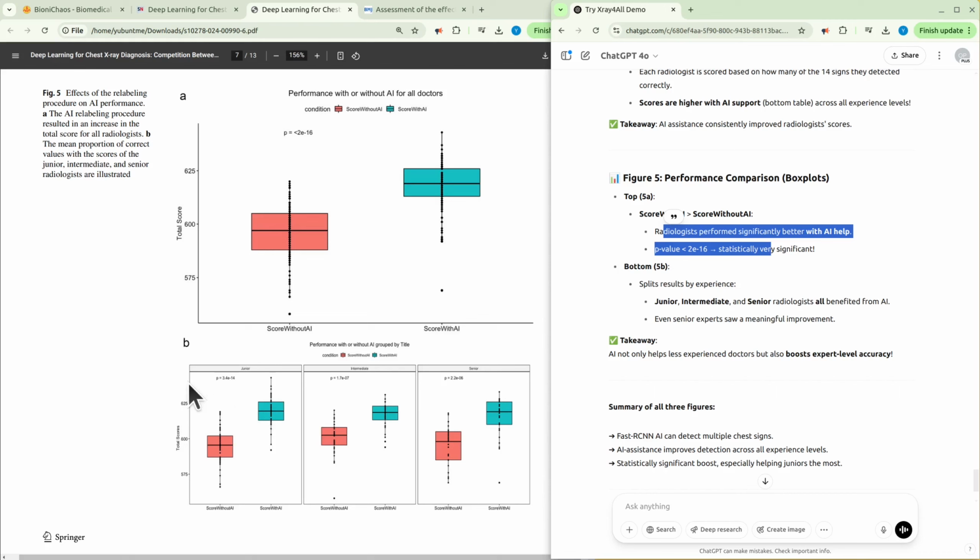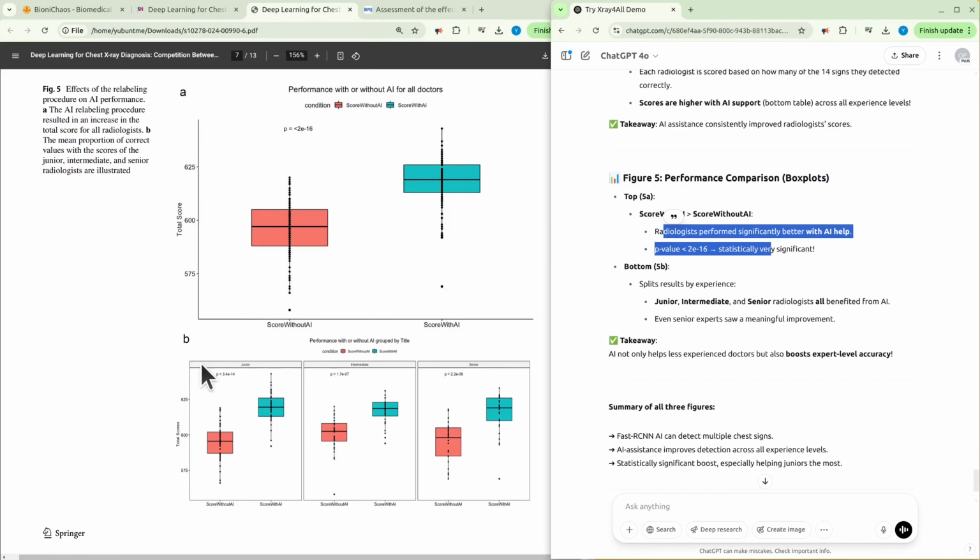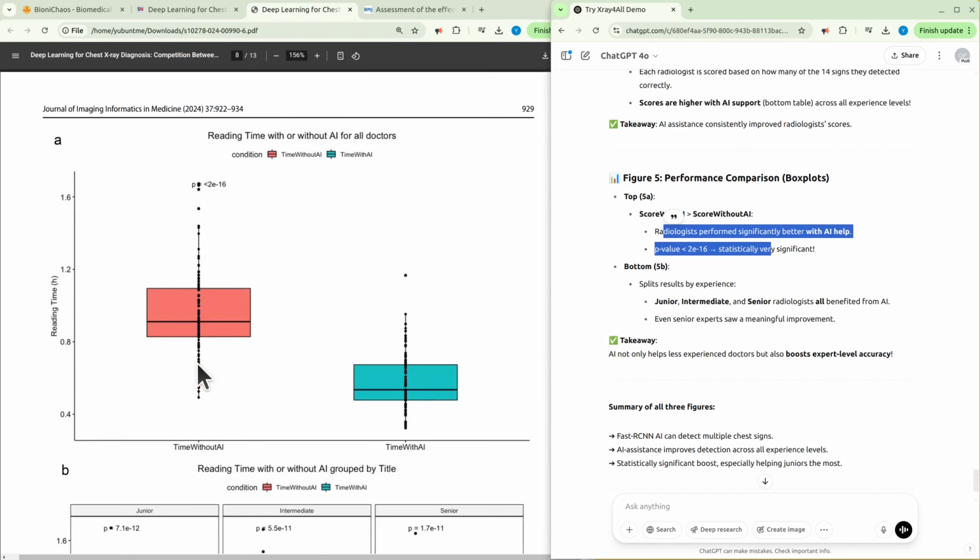The extremely low p-values likely reflect a genuine, strong effect of AI assistance on radiologist performance. While it's good to be cautious and critical, the consistency across different radiologist experience levels and the large sample size support the robustness of the results.